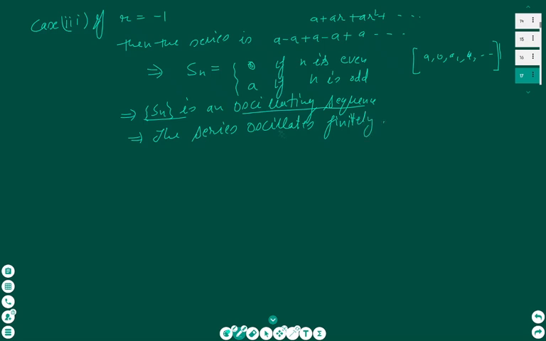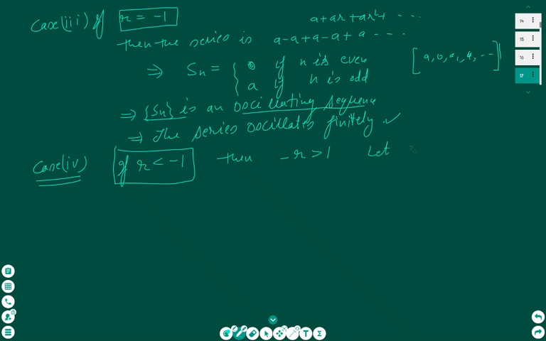Alright, a sequence which is oscillating and is bounded is called oscillating finitely. So in the case when r is equal to minus 1, the series oscillates finitely, and now we have case 4 when r is less than minus 1. If r is less than minus 1, then minus r would be greater than 1. Alright, let minus r be called k, and this implies k is greater than 1.